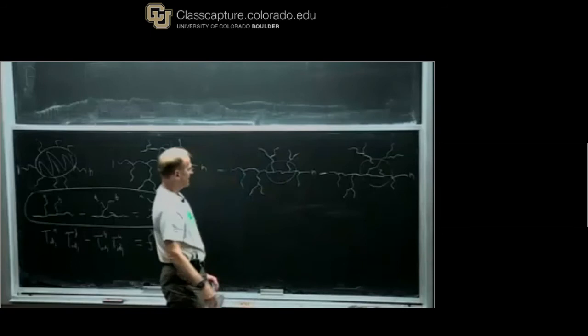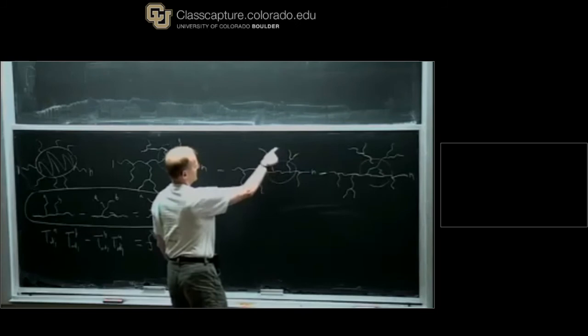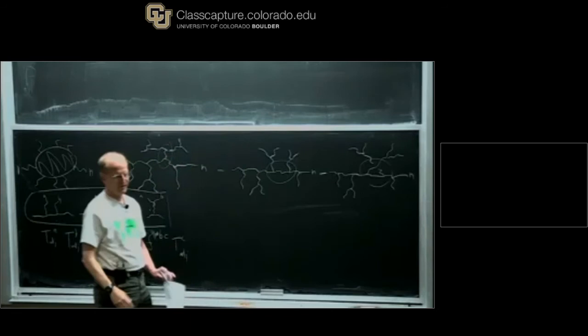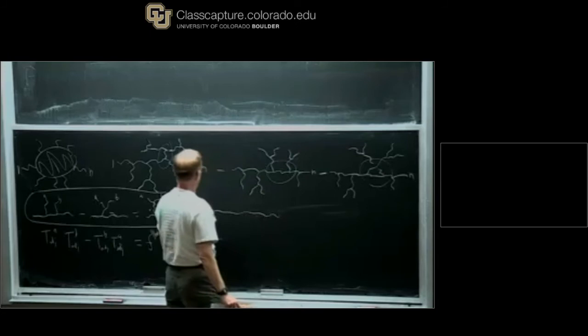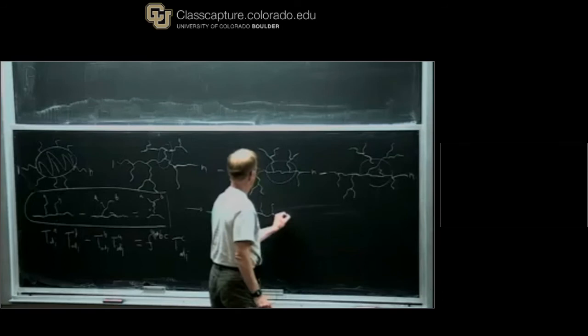And now it's pretty obvious I can keep doing this. I can apply the same rule to remove this tree and this tree and this tree. And in general, for any tree graph, you can keep iterating this until you get down to something that looks generically like this, where you just have single stubs. Yep.